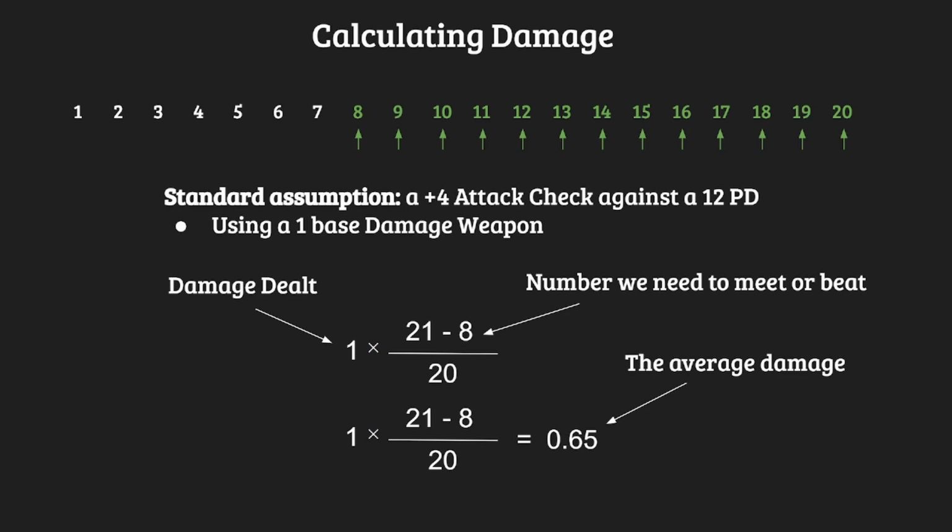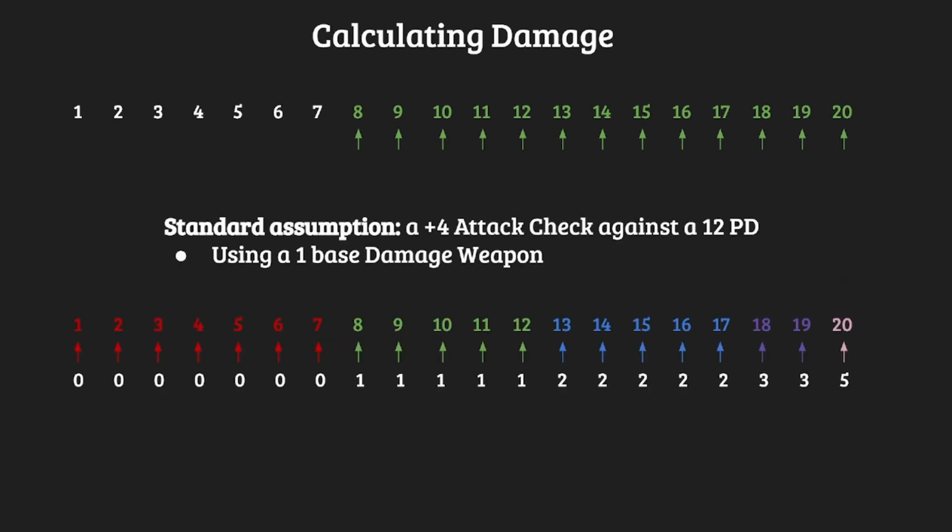Except that's not really the average damage of a 1 base damage weapon, because we've already talked about some complication here. In DC20, we have heavy hits and brutal hits, and even critical hits. So our damage isn't just 0 or 1, it goes on a sliding scale. On the bottom here, I actually have what the damage would look like. From a 0 to a 7, we would deal 0 damage. From an 8 to a 12, we would only deal 1 damage.